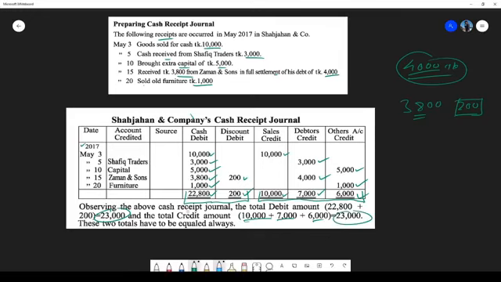So these two sides have to be equal. If they are not equal, it means you have done something wrong in the question. So these two have to match. Okay, so let's move forward.